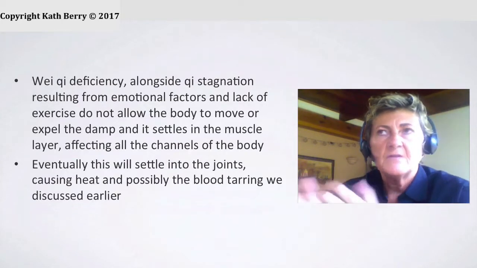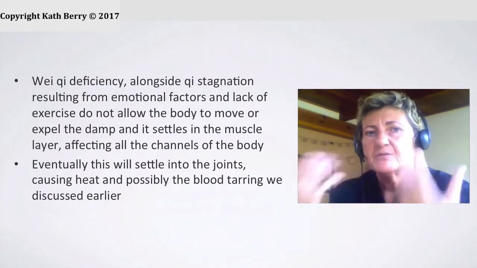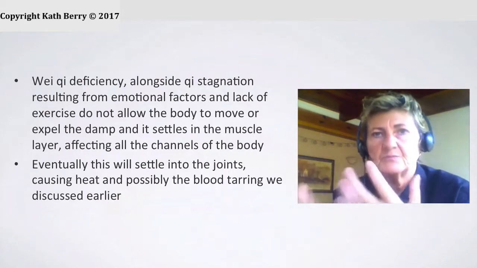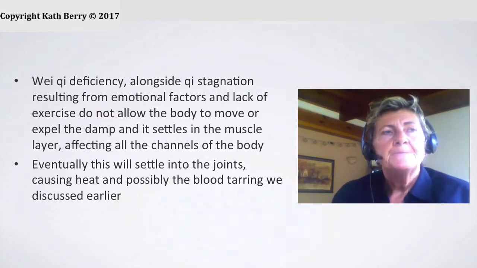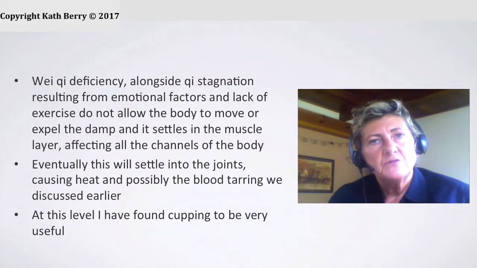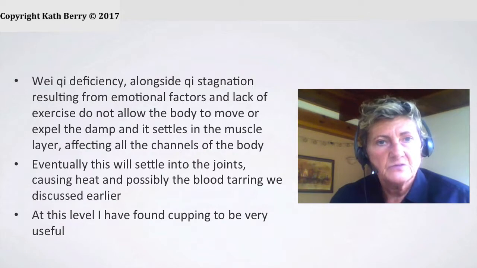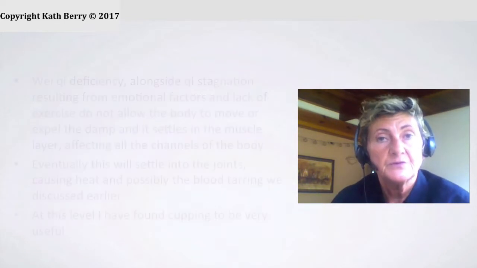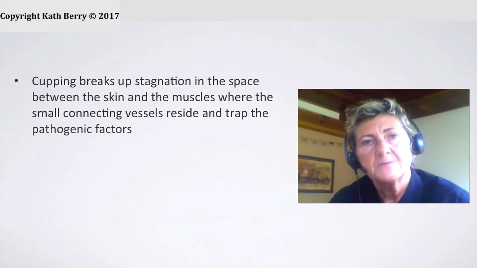Now, eventually these pathogenic factors, over the next few years, if they don't get thrown out, will probably settle into the joints and cause heat and possibly the blood stasis that we talked about earlier. But at the level at which I see them, when they're relatively new refugees, within probably the first 4 or 5 years of arriving in this country, most of the pain is actually on the muscle level. So we're diagnosing a muscle Bi. At this level, I've found cupping to be really useful.